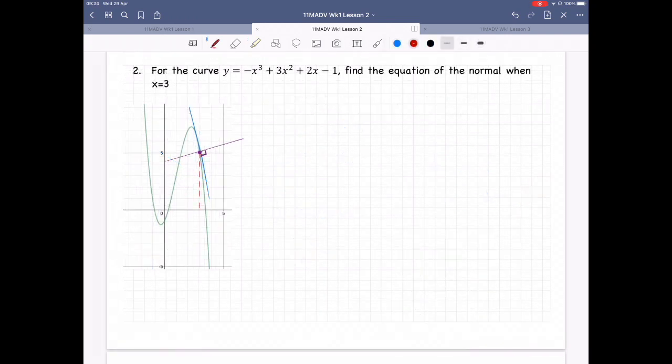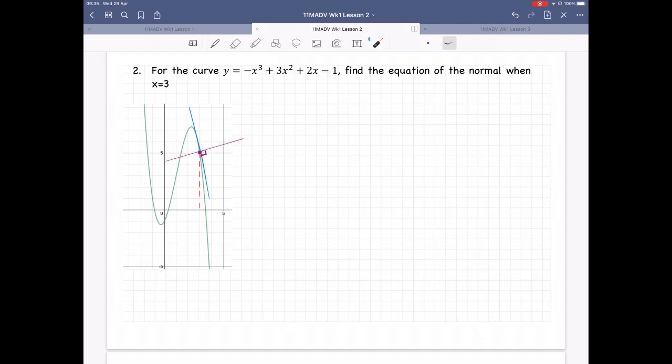So now let's look at an example where we've got the x value, but we haven't been given our y value. So for the curve y equals minus x cubed plus 3x squared plus 2x minus 1, we want to find the equation of the normal when x is equal to 3. So we're looking for our purple line here as our normal, and we need to find the equation of this line.